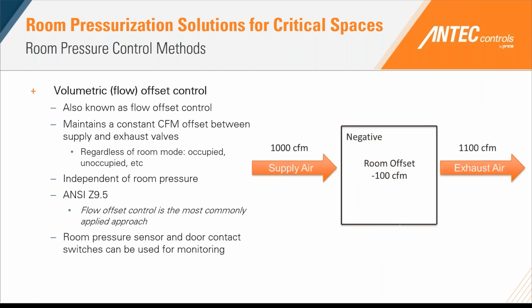So as you can see here, if we have 1,000 CFM of supply coming into a room and 1,100 CFM of exhaust leaving a room, that leaves us with a room offset of about -100 CFM. If a door is opened, we're not reacting to the changes happening in that space. We're still maintaining that same fixed offset in the space.